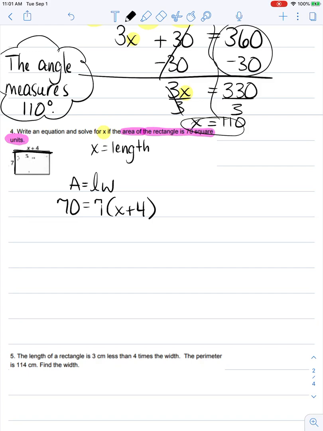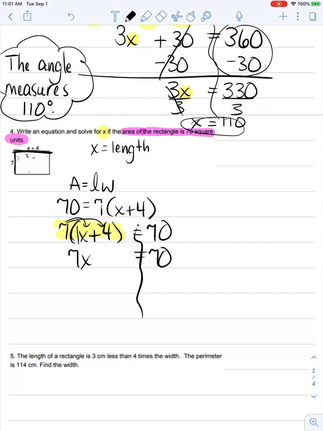Now, I like my letters on the left, so I'm going to flip this to do my next step, which is to solve the equation. First step, I clearly see the distributive property. So that's what I'm going to do. I've got 7 times x and 7 times 4. So 7 times 1x is 7x. 7 times 4 is positive 28, equals 70.